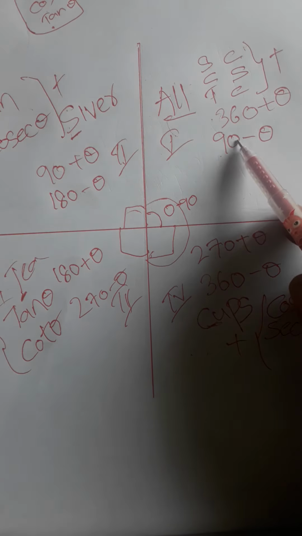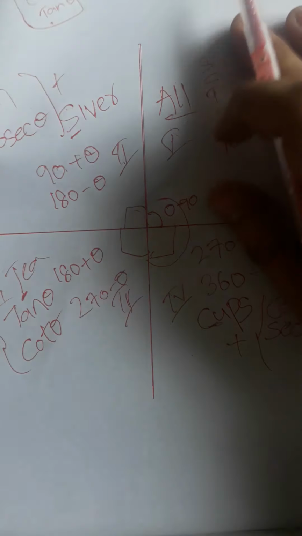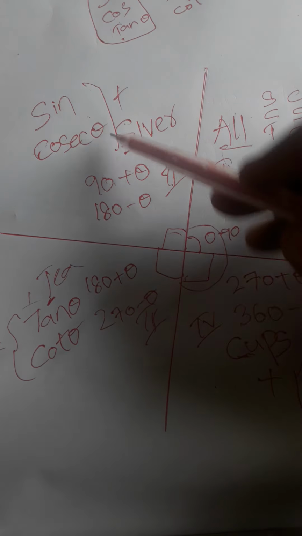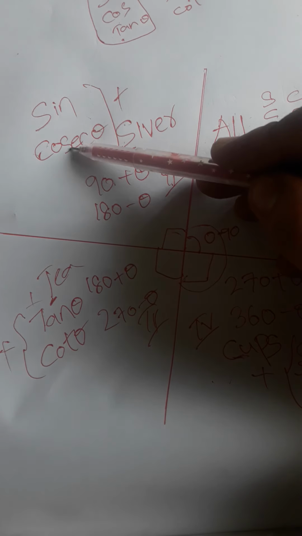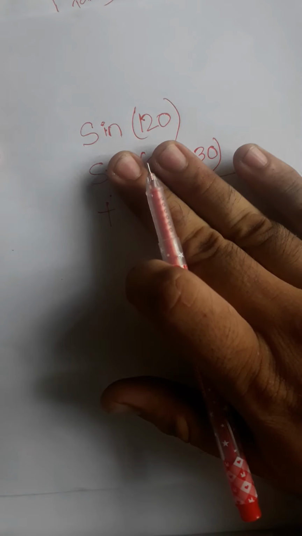First of all, 90 plus theta, this is in which quadrant? 90 minus theta, not 90 plus theta, it is in the second quadrant. In the second quadrant, what are positive? Sine and cosec are positive. So sine is positive. Okay, now at 90 it changes or not? Yeah, I forgot to say. Leave this, we'll see again.